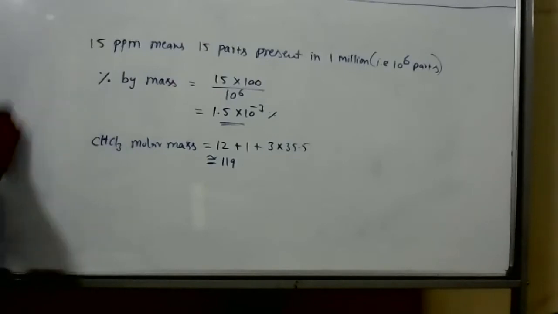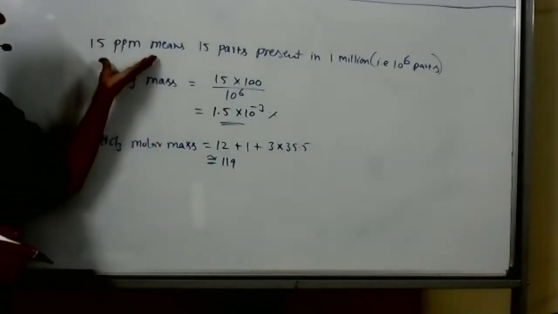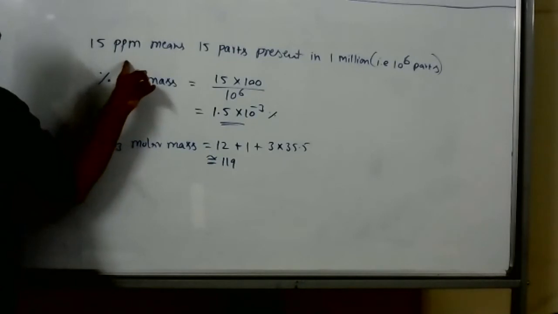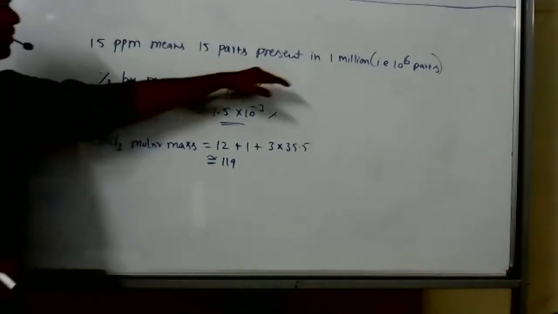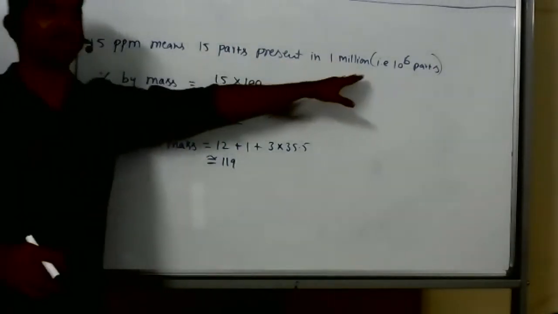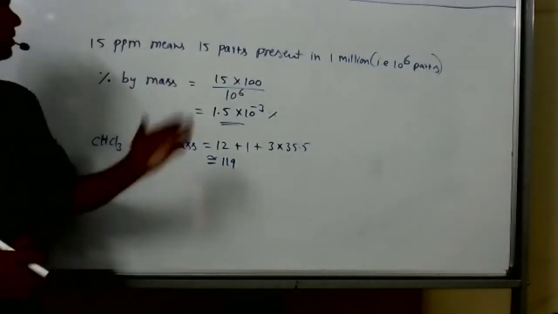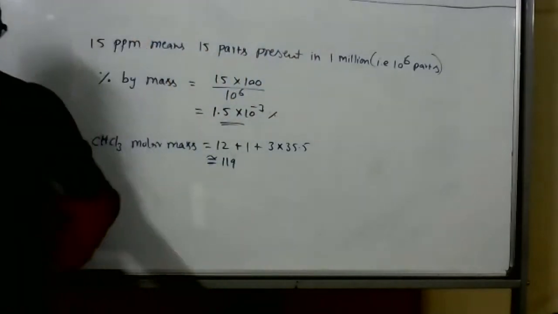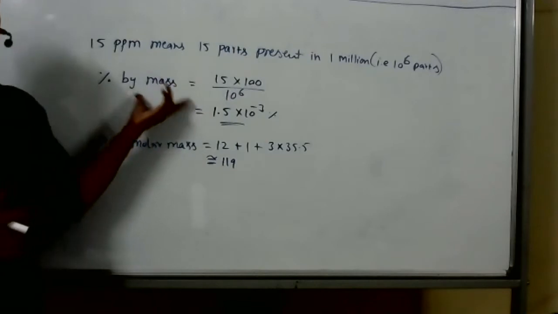Sir, I didn't understand. Could you explain this question again? Okay, they've given 15 ppm of chloroform in the question. 15 ppm of chloroform is present in drinking water, that is causing carcinogenic effects. 15 ppm means if you take 1000 parts, 15 parts is chloroform, that means 15 parts is present in 1 million parts of the given solution. So this one we are converting into percentage by mass.